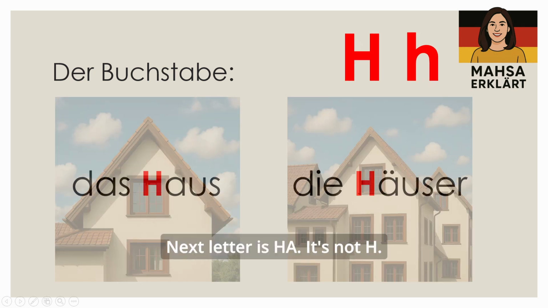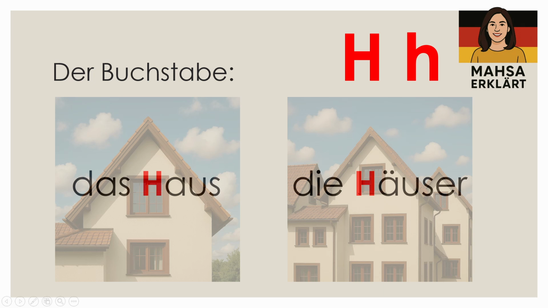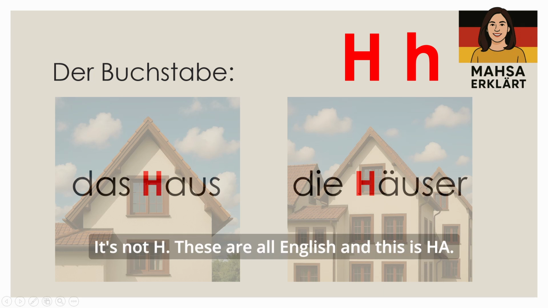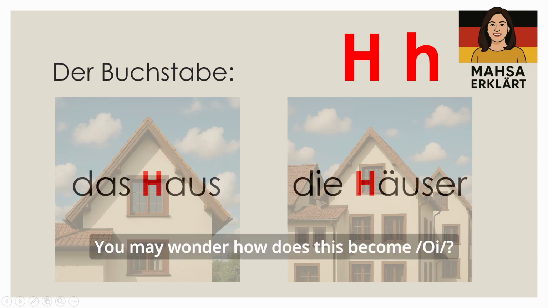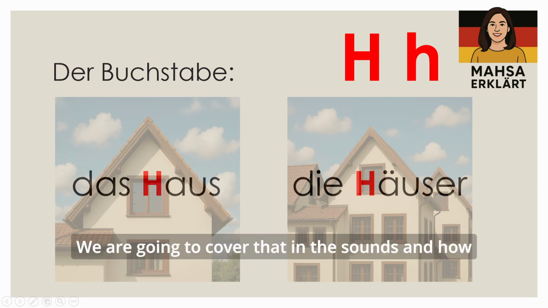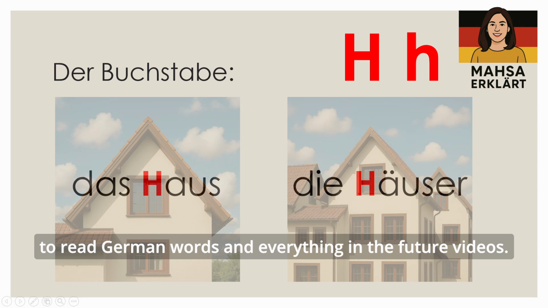Next letter is H. It's not H, it's not H. These are all English and this is H. The word is das Haus, die Häuser. You may wonder, how does this become oi? We are going to cover that in the sounds and how to read German words and everything in the future videos.